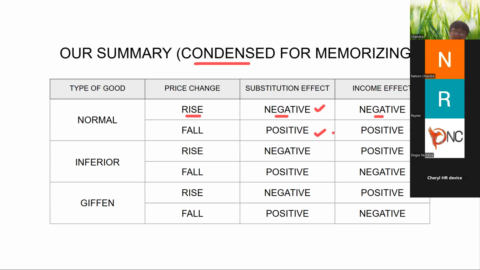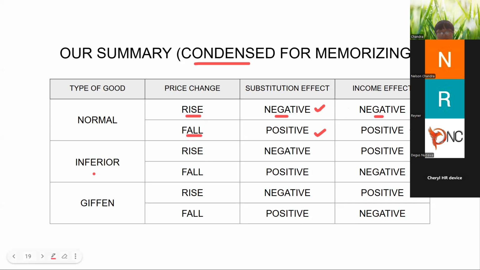In case you missed the discussions, you can watch again later with the recordings, I'll try to upload so you can see the explanation again. Now, if the price falls, then it will be a positive substitution effect, and the income effect should also be positive, moving in the same direction.